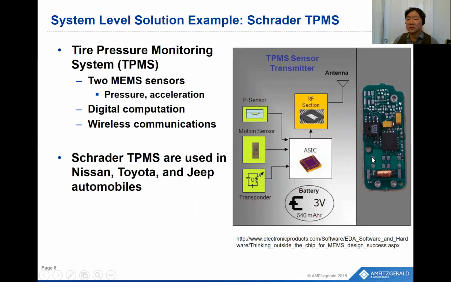The reason why you want a motion sensor on here is that this system is designed to work off a small battery for 10 years. What the motion sensor provides is, in order to conserve energy, you only need the system to be turned on when the car is in use. So the motion sensor detects when the car is moving. When it's moving, the ASIC wakes up. It then takes pressure readings once a minute and then communicates those readings to the car.